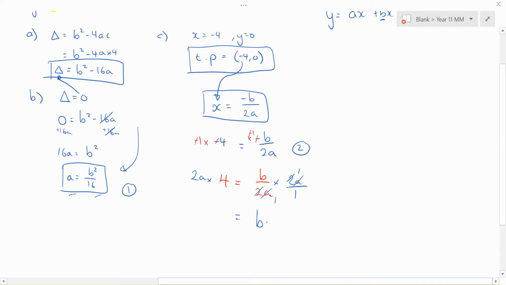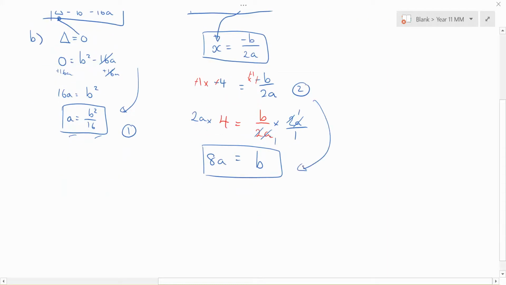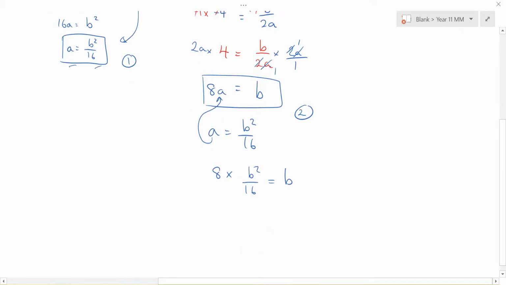So now you get b over 1, which is b, and 2a times that, that's 8a. So there we go, we got 8a equals b, and that looks like a better equation to call number 2. Okay, so that's my equation number 2. Now to put it together, I've also got a equals b squared on 16. So if I put it together, replace a here, I have 8 times b squared on 16 equals b.